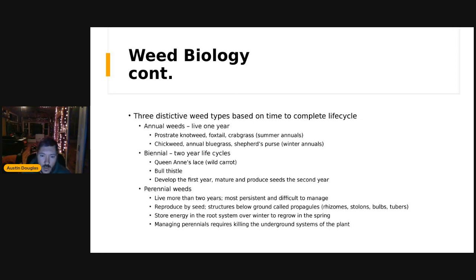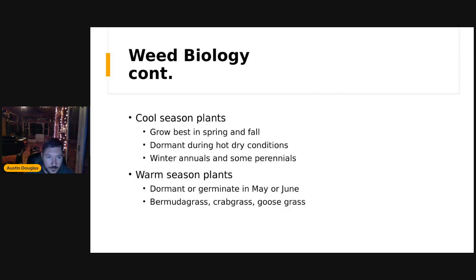If you don't kill the roots or the rhizomes or the stolons or the bulbs or the tubers, they're going to survive and they're going to come back. So that tells you right there, ding, ding, ding, that you need a systemic herbicide to take care of perennial-like plants. We also have cool season plants, another way to discern them.